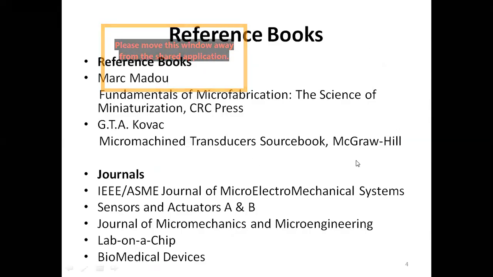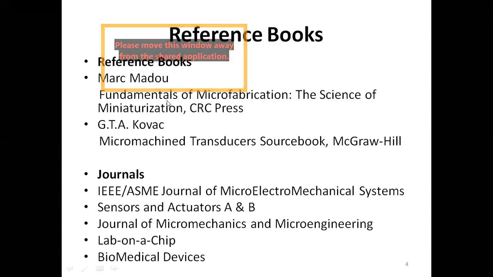Reference books. These reference books would not be available in the library. Either you could search on Google, and if soft copies of these are available, you could download them for yourself, or the lecture slides are enough to learn. A lot of material is available on Google. You could do the search, find the appropriate material and read it.